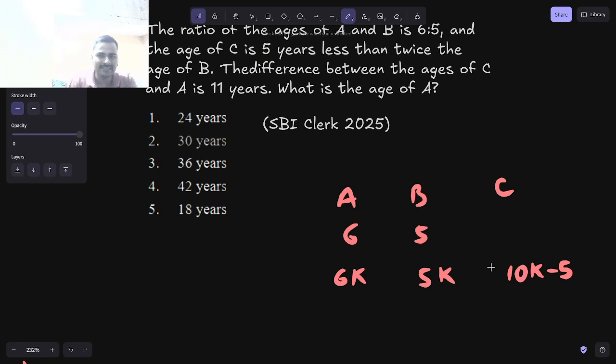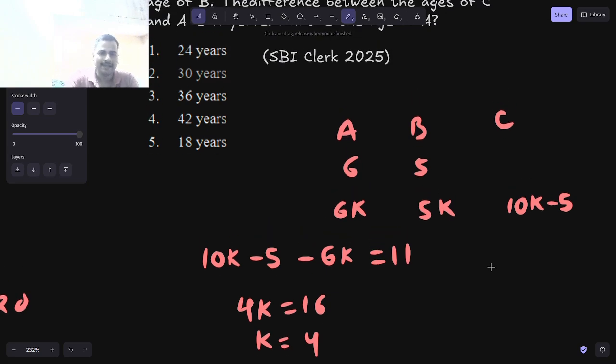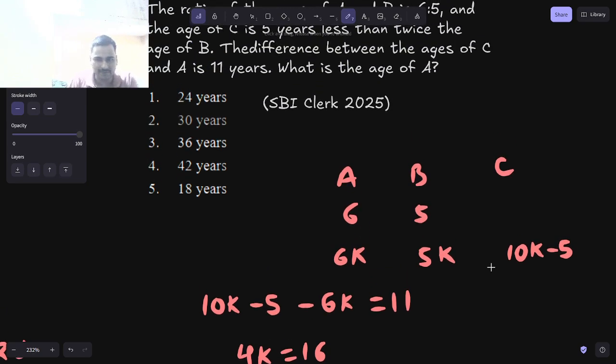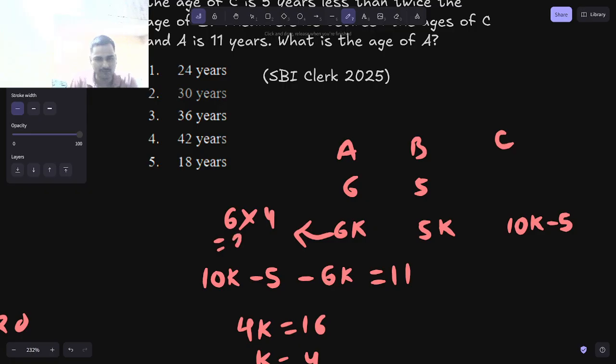Now it is saying that the difference between ages of C and A is 11 years. So 10K minus 5 minus 6K, this is given to be 11 years. So you are getting 4K equals 16, so K will give you 4, and at the end it is asking what is the age of A. Age of A will be 6K, so 6 into the value of K, which is 4, will give you 24 as your answer, and that is the first option.